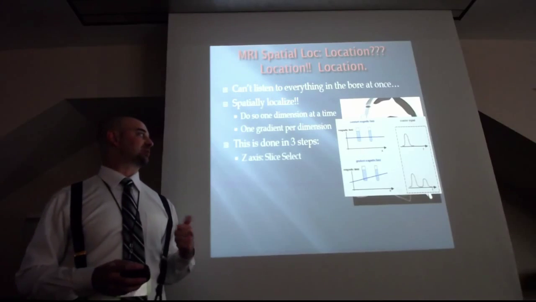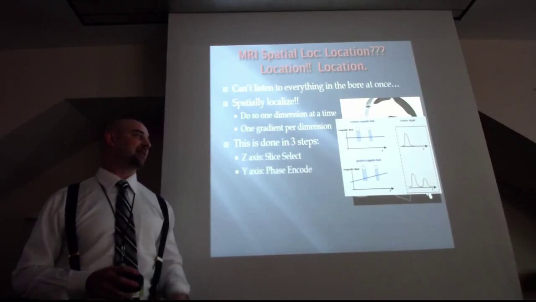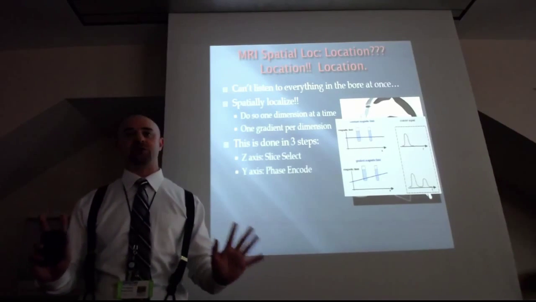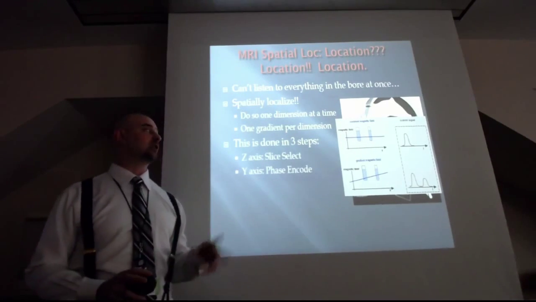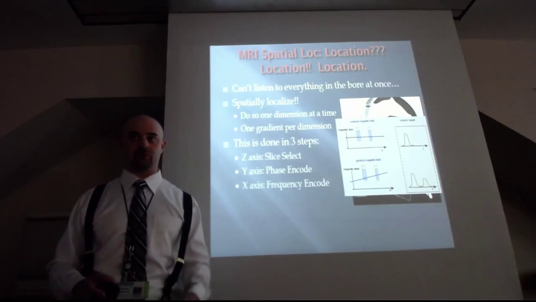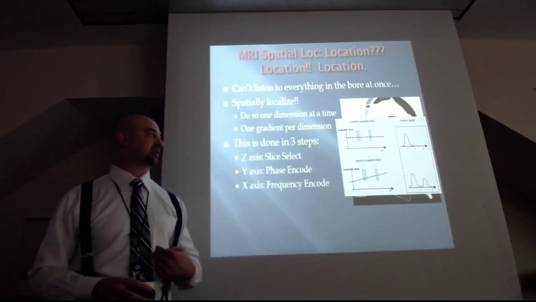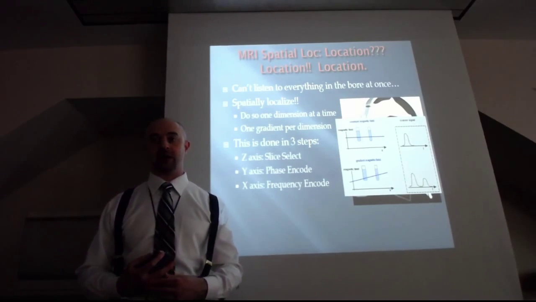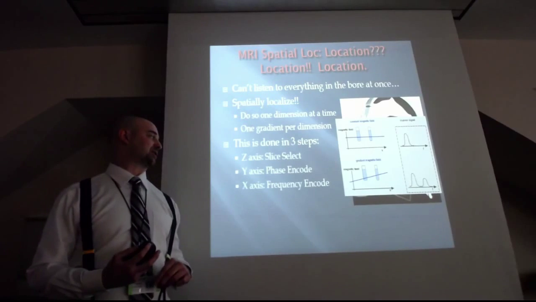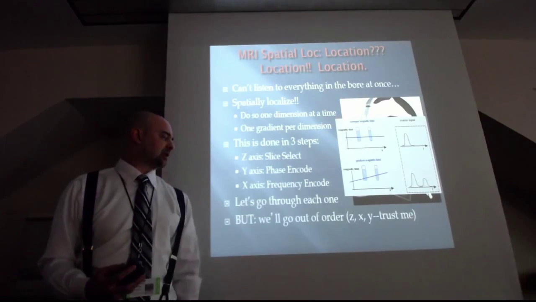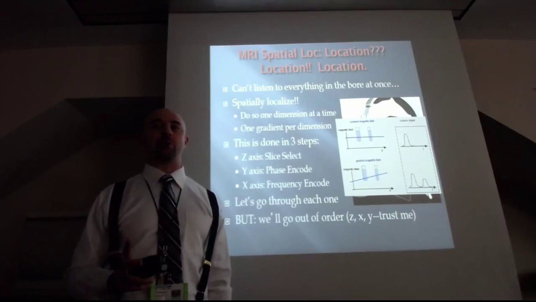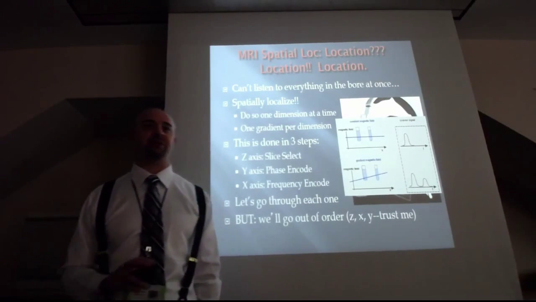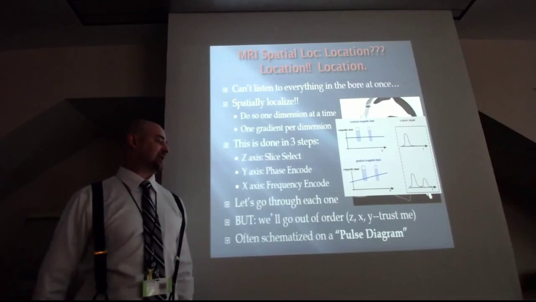The z-axis, which we also call the slice select axis, the y-axis, which we'll call the phase encode. Now you can switch these around, but for the purposes of our talk, y will be phase encode, also up and down, or A to P if a patient is in the magnet. And the x-axis is the frequency encode axis, or frequency direction, is left to right. Okay, so we're going to go through each one. We're going to go through them out of order. We're going to do Z first, then X, then Y. Trust me, it's just easier to understand if we go a little out of order.